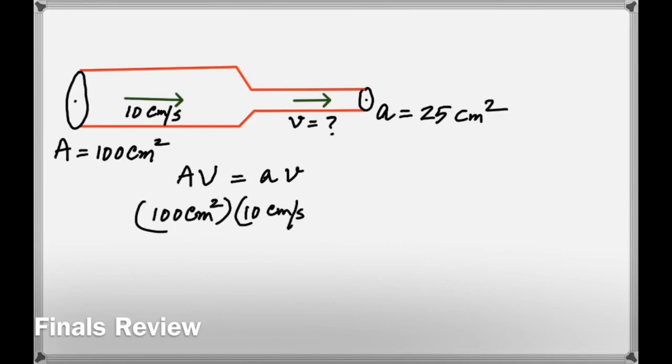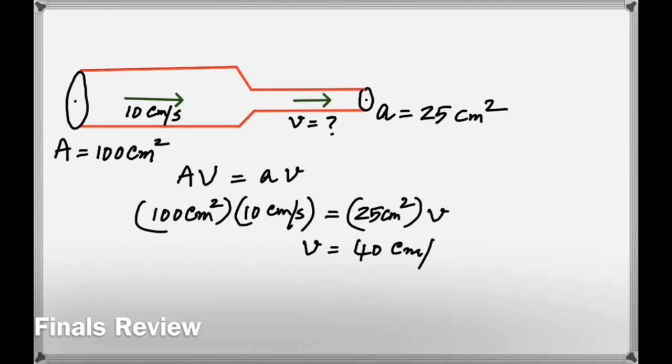Just consistent units, and you can calculate the speed of flow, which is of course 40 centimeter per second, because the area is 4 times less. The speed is going to be 4 times more. That makes sense? That is the equation of continuity.